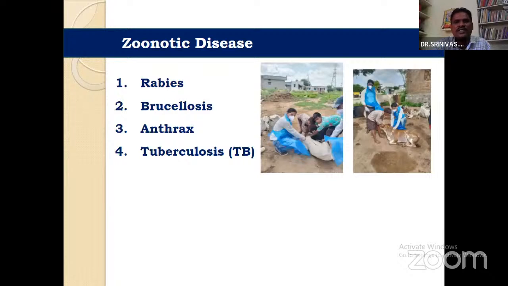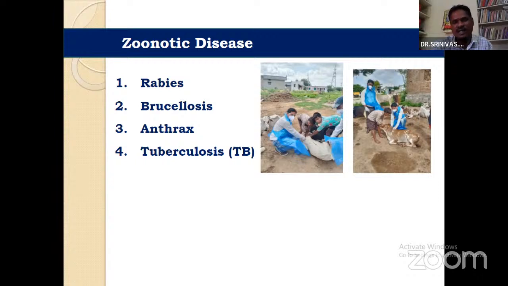Okay, next, this is for your kind information. Just for extra information, I took these zoonotic diseases. What do you mean by zoonotic disease? Zoonotic disease is a disease where we get the disease from animals to humans. I think we should have general information about these diseases also. We call them zoonotic diseases.